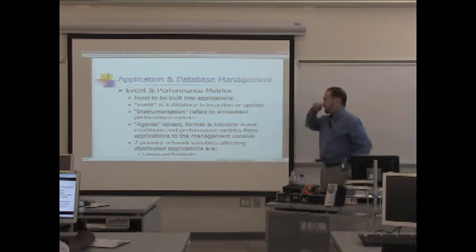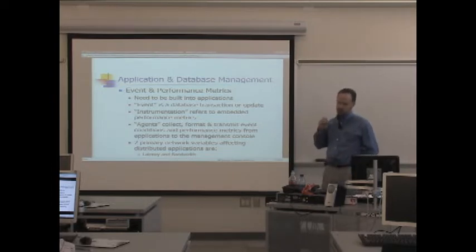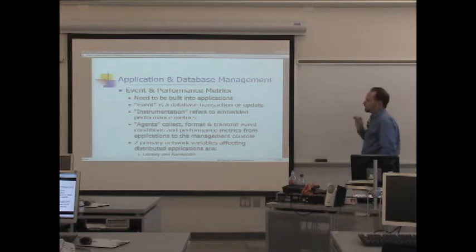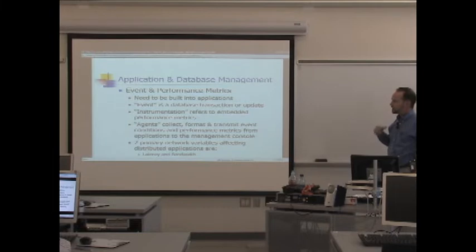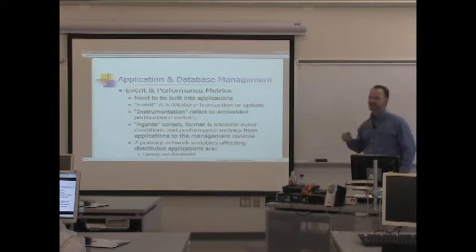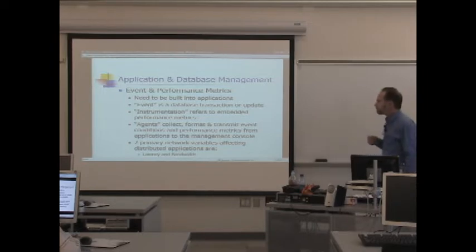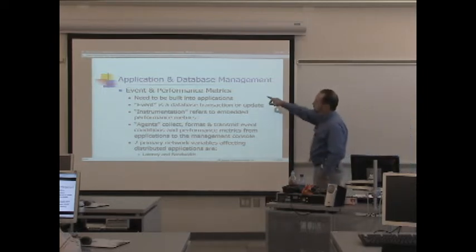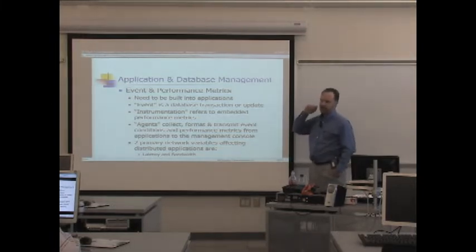So in application and database management, and this is pretty much true in all the management systems, we're going to take a look at what the event and performance metrics are. So the events are the things that are actually occurring. Think of an event as basically the update or modification to the database. That would be an actual event that's occurring. Whereas the performance is how fast is that occurring? How many events, how many updates are we getting within a particular time frame? So we need to have these event and performance metrics built into the applications themselves.